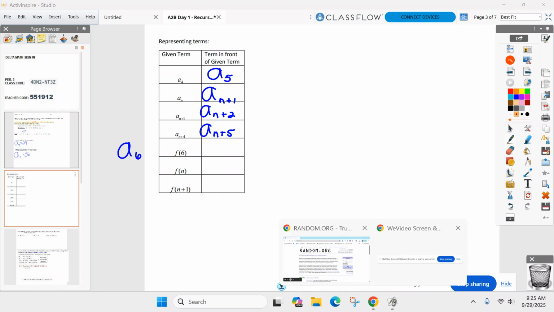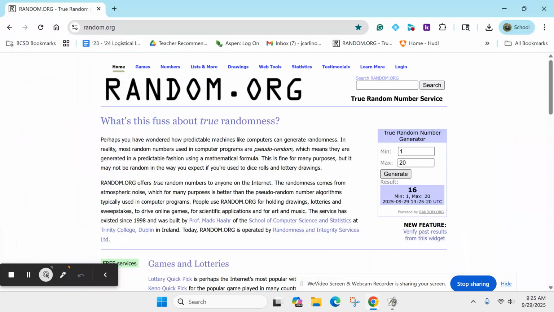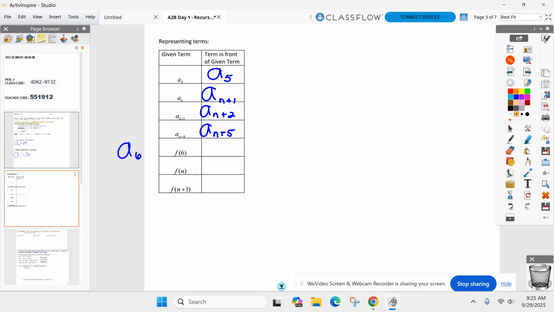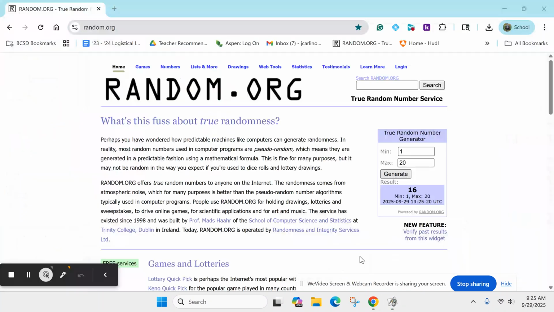So what would be the next term then? I'm on the 6th term. Next term, Miles? F of 7, yep. I'm going to stay away from it in class in your notes, but you may see it on like a Delta Math assignment, so I want you to be aware of it. All right, what if I'm on f of n? The next one would be coming up here. What goes in those parentheses? Sophie?